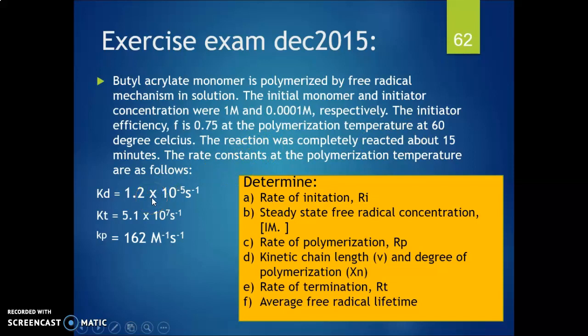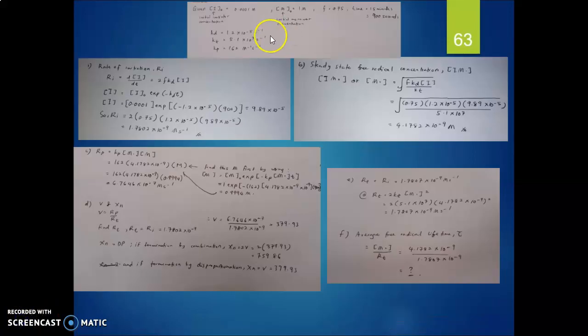Kd is the rate constant for dissociation, Kt is the rate constant for termination, and Kp is the rate constant for propagation. So you have to calculate Ri, steady state free radical concentration, Rp, chain length, degree of polymerization, Rt, and average free radical lifetime. Okay, first you need to list down all the information given by the question.